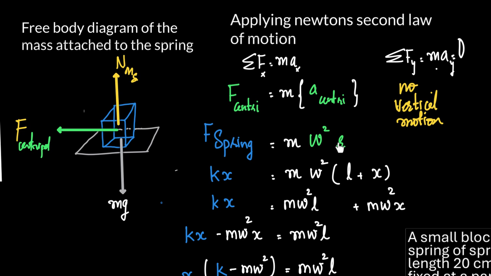What is r? Is it the length of the spring? No, it is not the natural length of the spring. It would be the natural length of the spring plus the extension. Now, if I take m omega square within the brackets, we have m omega square into L plus m omega square into x. I'll transpose m omega square x to the LHS. So we have kx minus m omega square x is equal to m into omega square into L.